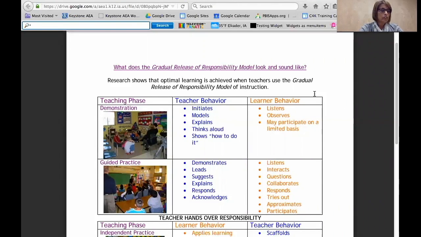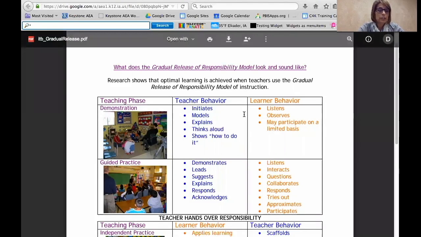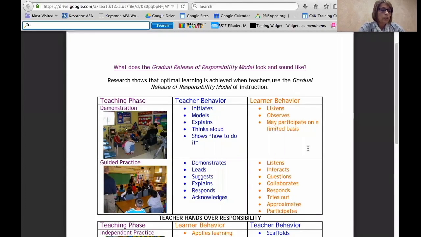This handout describes the gradual release of responsibility strategy by outlining the behavior of the teacher and the behavior of the learner. You can download the handout from the resources list on the website where you accessed this video.